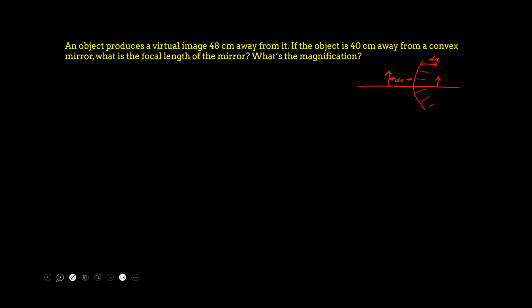All right, so we're given that the distance between them is 48. This is 40, so this has to be 8. Yeah, the object is 40 away from the convex mirror. The distance between them is 48, so that's got to be 8. So let's write what we have right now. D sub O is 40 centimeters. D sub I is negative 8 centimeters. Again, this is a convex mirror.